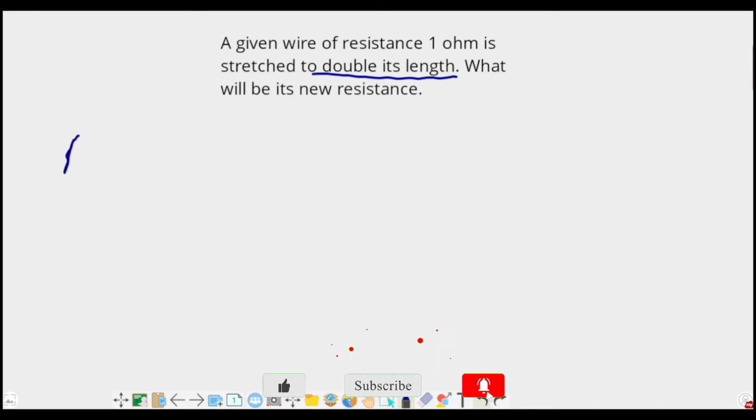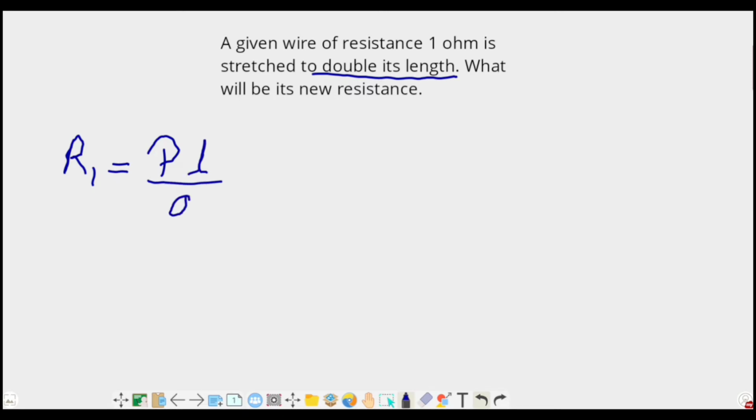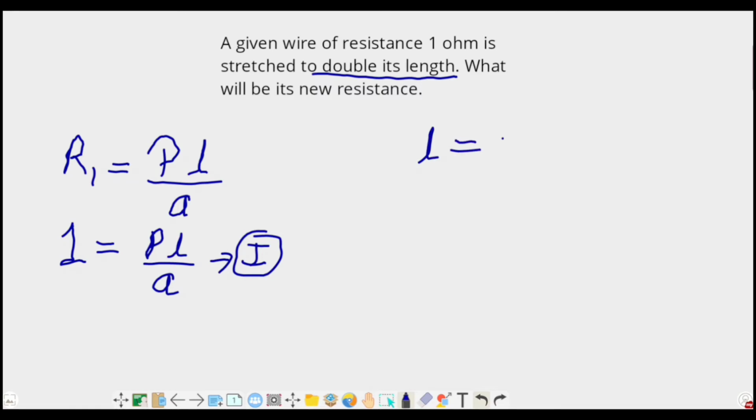So if I consider this as R1, then rho, this is L, and this is the area of cross section. Now this is given as 1 ohm. So 1 will be equal to rho L by A. Now my new length will be double the original one, and the area of cross section will be reduced to half. The wire will become thinner as we have discussed earlier.